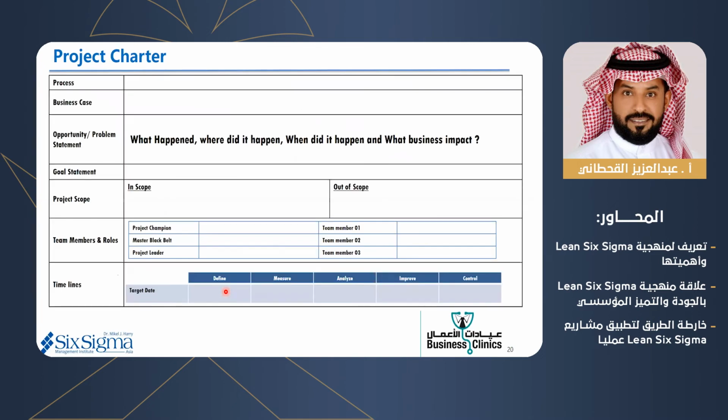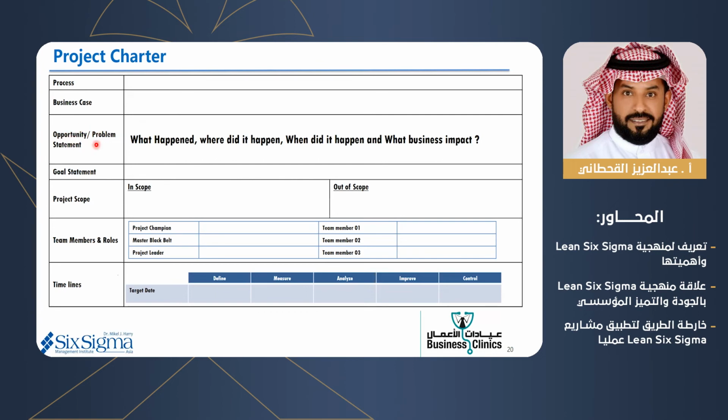This is a simple example of a project charter. You put the name of the process that you want to improve. You have to build your business case. You have to build a case that convinces the owners or the leadership of the organization that there is a problem and it is causing money loss or causing a problem. So you will get the leadership's attention to begin and support.